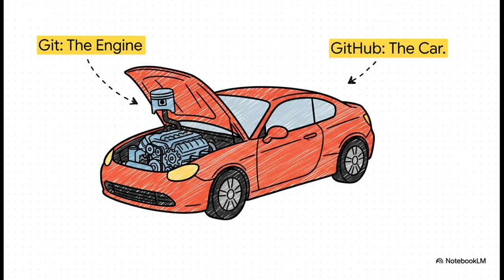First up, Git and GitHub. People get these mixed up all the time. Are they the same thing? Not really. And the best way to get it is with this analogy. Think of Git as the engine. It's the powerful thing working behind the scenes, keeping track of every single change you make. And GitHub? Well, GitHub is the car. It's the sleek, user-friendly website where you actually store and share your project.